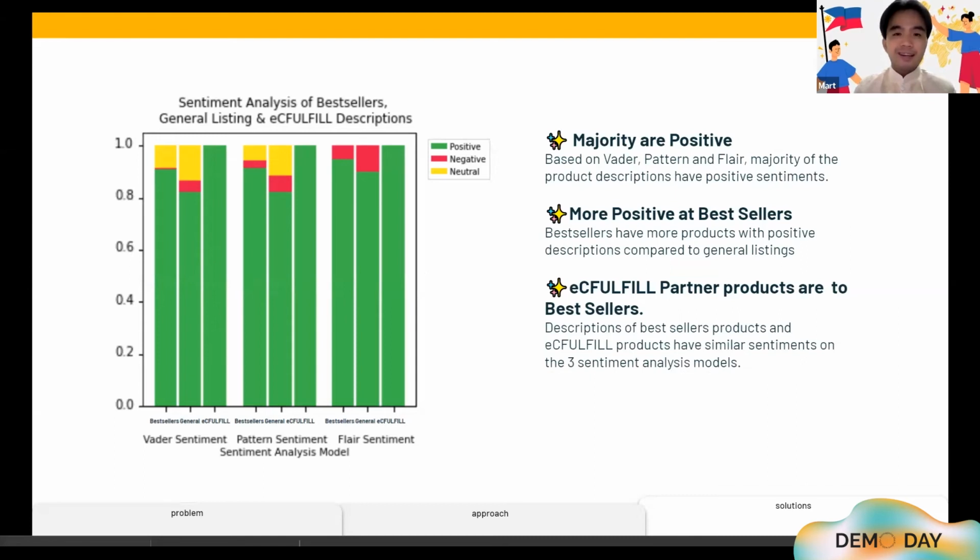From the sentiment analysis of the three models, the majority of the product descriptions are tagged as positive. Between bestsellers and general listings, a higher percentage of positive descriptions can be noticed at bestsellers. And comparing bestsellers to Easy Fulfill's products, we observe that all of the descriptions are also positive. It is an indication that they are well written to be on par with bestsellers' descriptions.